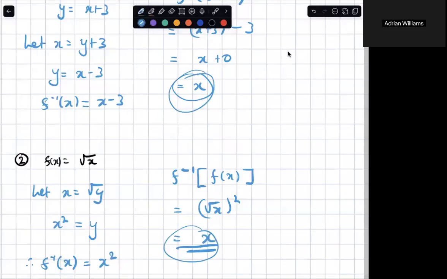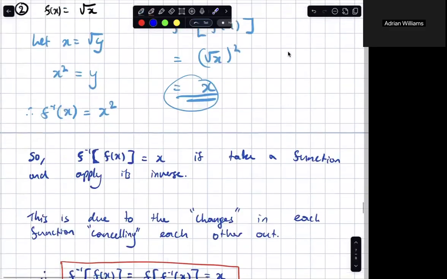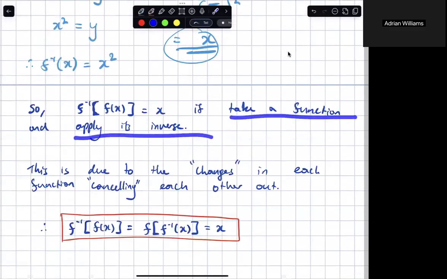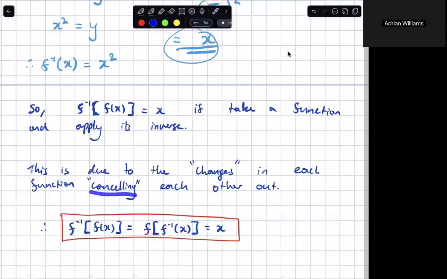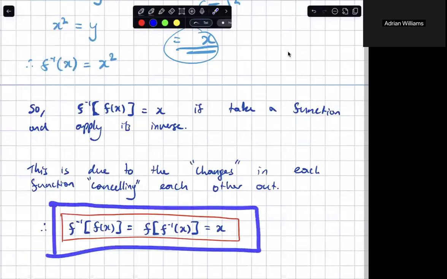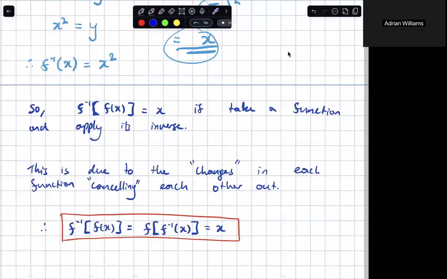When I take my original function and I put it on the inside of my inverse, it undoes everything that the inverse does. So in summary, if we take a function and we apply its inverse, we will always get x back. Basically, it's because the changes that happen from one function are then cancelled out in the inverse function. So you end up with this really neat little formula that the inverse of f of x is equal to f of the inverse of x, which is equal to x.